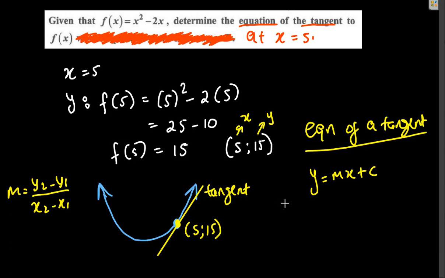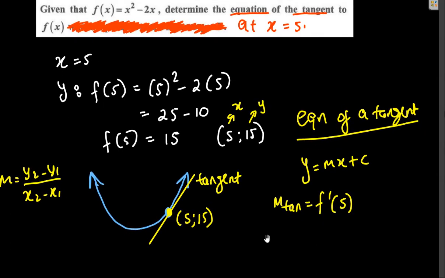Okay, so that is why we say to get the gradient of the tangent, m of tangent, you're going to find the derivative of f, the derivative of f at 5, meaning the gradient of f at 5. Okay, so this is what we have. First of all, let's do it step by step. Let's start by finding the derivative of f.